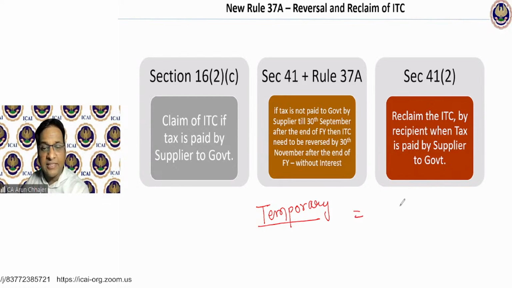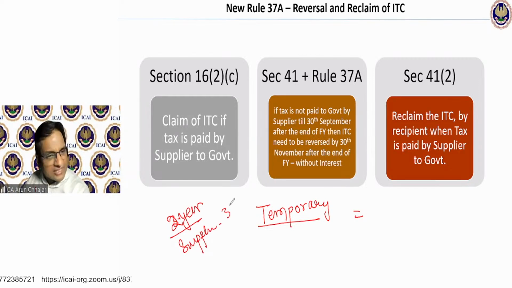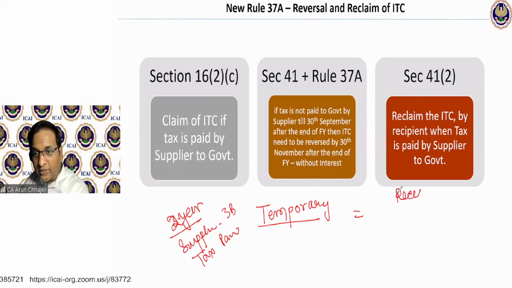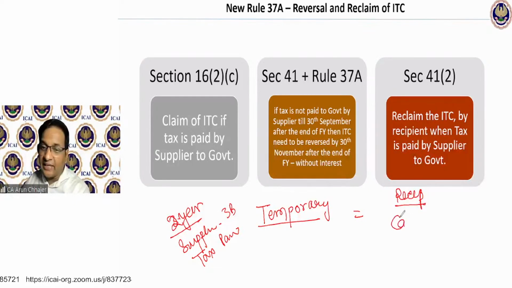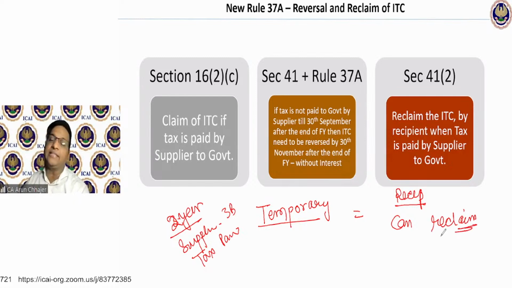Why a temporary reversal? Because let's say after 2 or 3 years, the supplier furnishes the GSTR 3B and the taxes are paid to the government. Then this recipient who has reversed the ITC can reclaim the earlier reversed ITC. Section 41 subsection 2 allows that you can reclaim the ITC whenever the tax is paid by the supplier to the government.